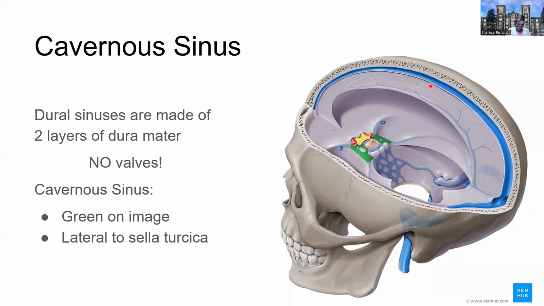Now, they're uniquely named in different regions. We're not going to look at the different names, but they do sort of drain in a unique pattern that brings all of the venous drainage of the brain back towards the internal jugular vein that then goes back towards the heart. So this is how the venous drainage of the brain can be returned to the general circulation and then go to the heart.